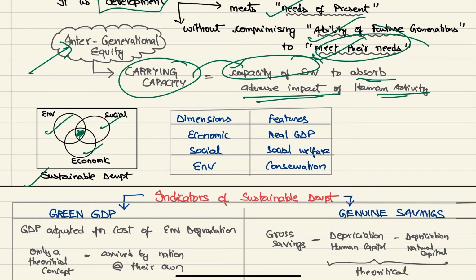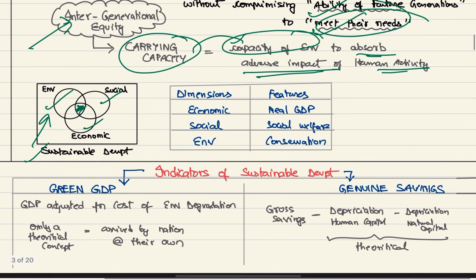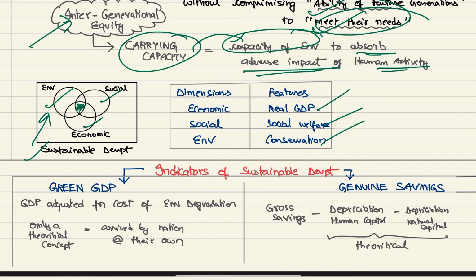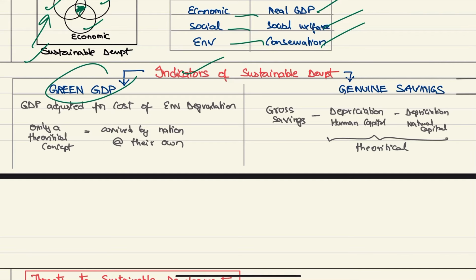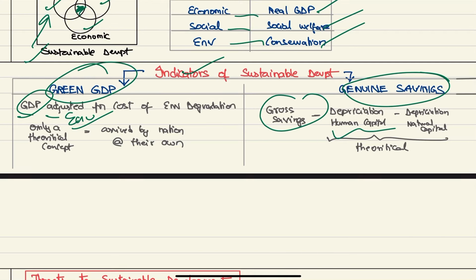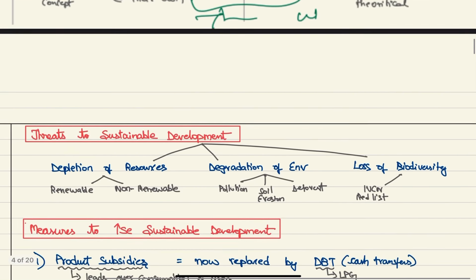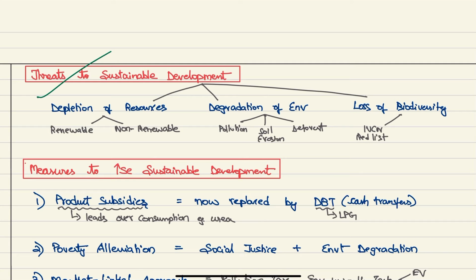For sustainable development, all dimensions must be in balance. So features like GDP, social welfare, and environment conservation must be taken care of. Some of the indicators are green GDP, which is GDP minus the environmental cost, and genuine savings, which is gross savings minus depreciation in human capital and depreciation in natural capital. These two are mainly theoretical, and ways to measure them are very difficult, and different countries arrived at different measures.